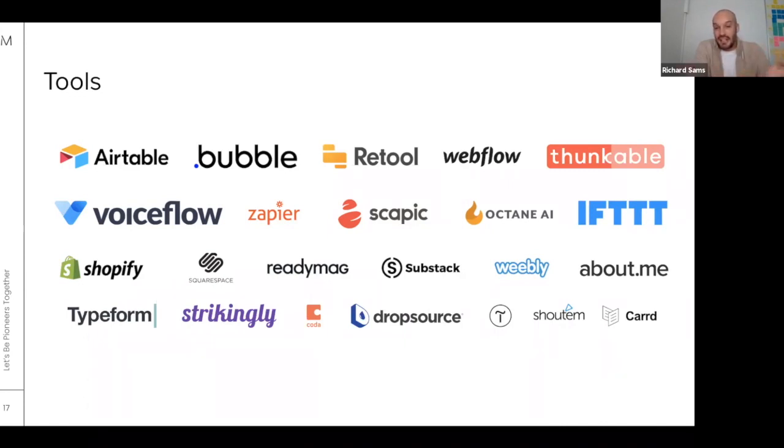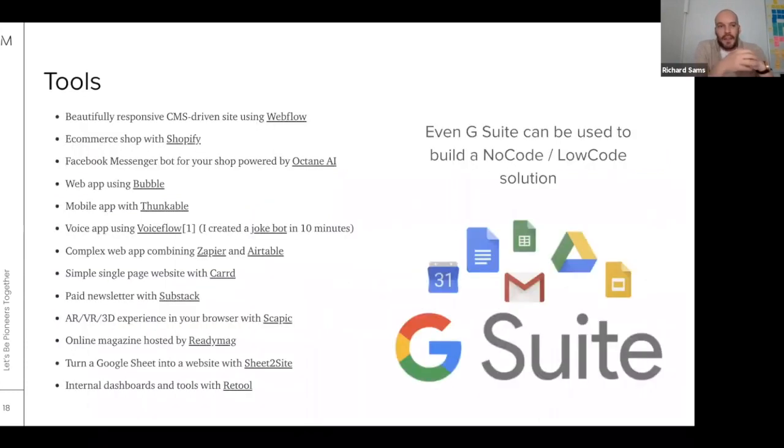As you can see, this is just a number that I pulled together quite quickly, but it's already really building out. This is from a linked article at the bottom of the presentation, and these are some of the tools to give you some context for each of them. You can build beautifully responsive CMS-driven sites using Webflow. You can build an e-commerce shop using Shopify. A Facebook Messenger bot by Octane. You can build a web app using Bubble, and a mobile app using Thunkable.